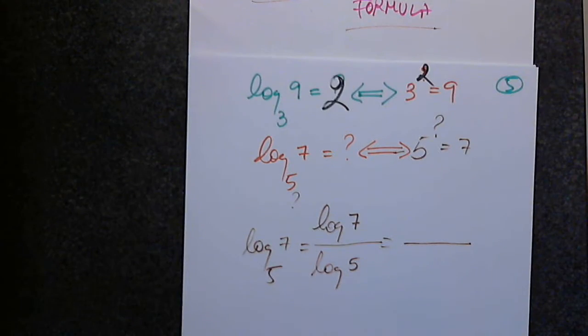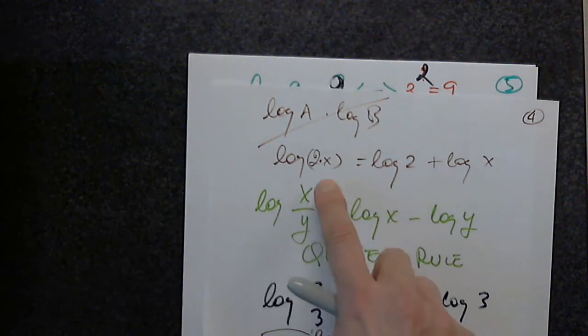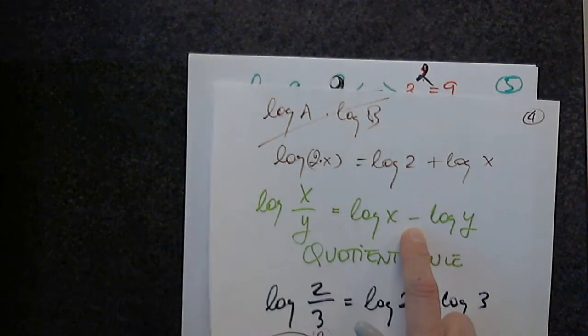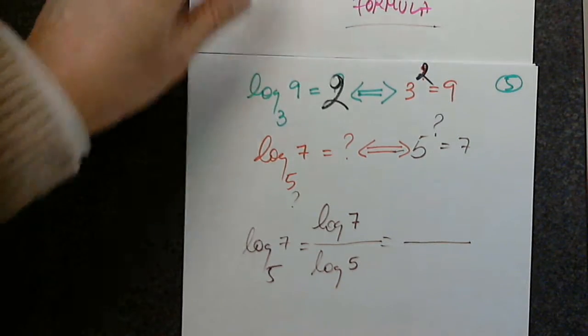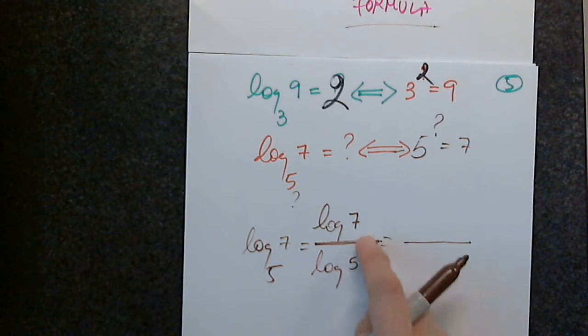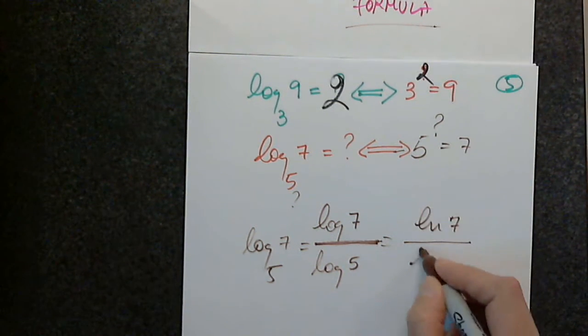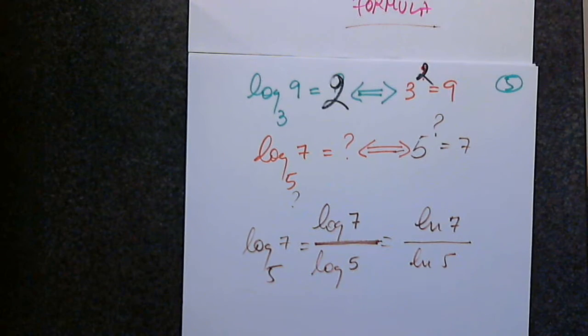Do not confuse this to this. This is log applied to a ratio, which is a difference of logs. What I'm showing here is totally different. So this is the quotient of two logs. The other option is ln 7 over ln 5. Again, this is a ratio of two logs. This is not log applied to a ratio.